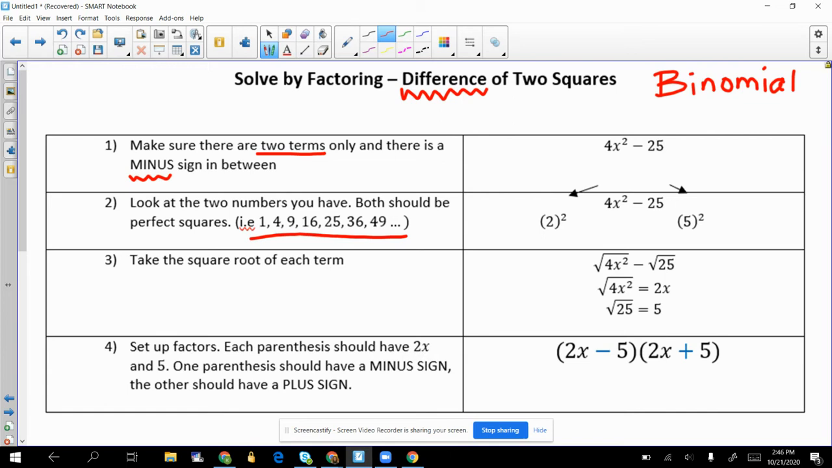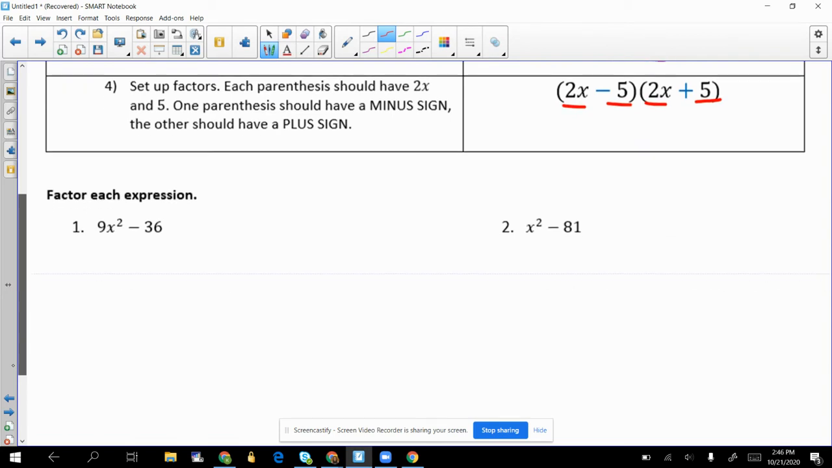So let's go ahead and look, and now we're on step 3. This example shows that if you take the square root of 4x squared, you're going to be left with 2x. And if you take the square root of 25, you're going to be left with 5. So notice that's where these numbers come in. And then when you set up the factors in step 4, one set of parentheses has to have a minus sign and one has to have a plus. Okay, so let's go ahead and try one.